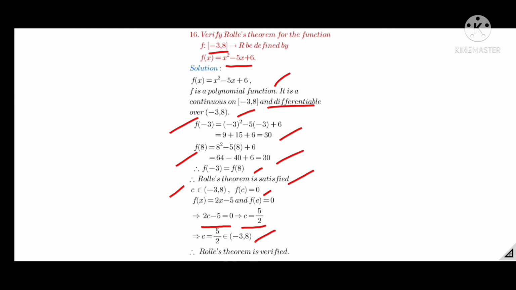Now in this way you will solve some more examples of Rolle's theorem for practice.